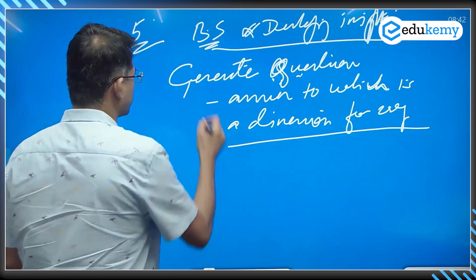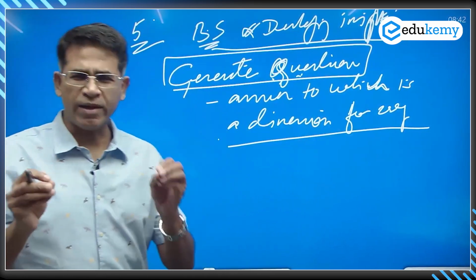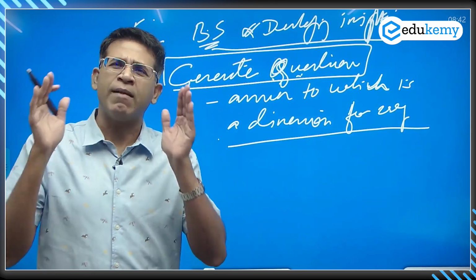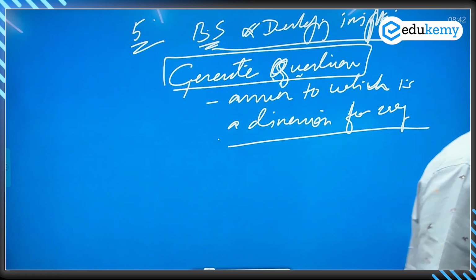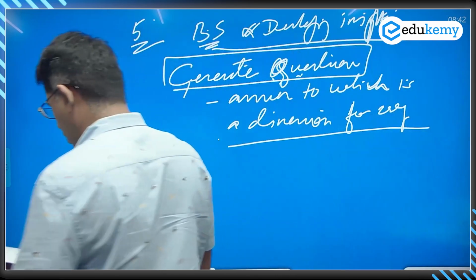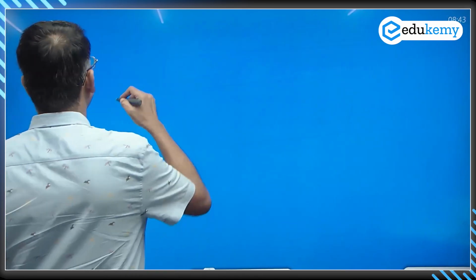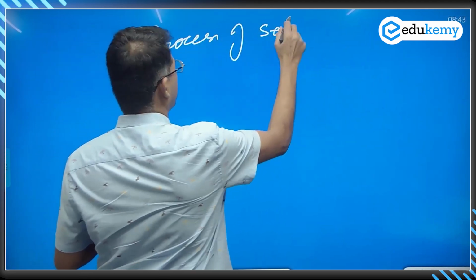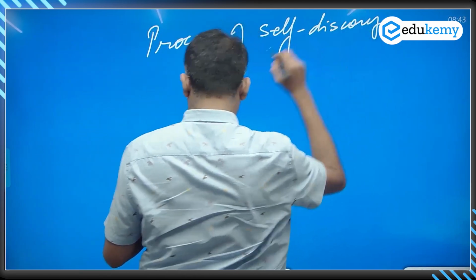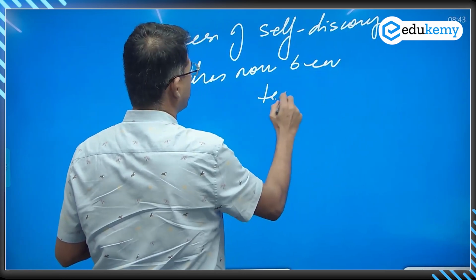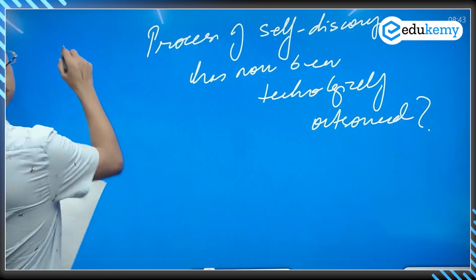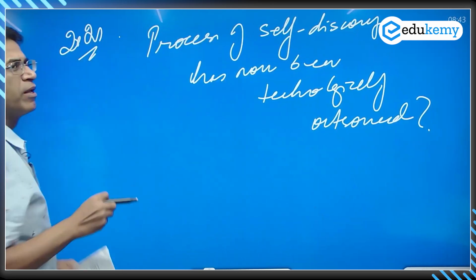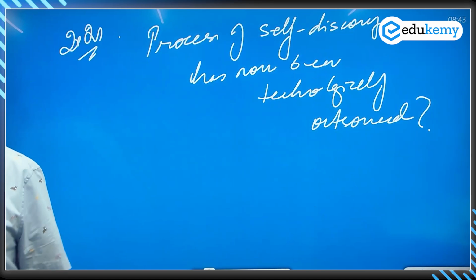So, in generate questions, what you should do is take up a topic and think on whatever comes to your mind in which the topic is addressed. So let me take up some questions here, okay? Like say this topic, I'm taking up a topic of previous years. Say the topic is: the process of self-discovery has now been technologically outsourced. Okay, this is the topic, 2021 ka topic hai.